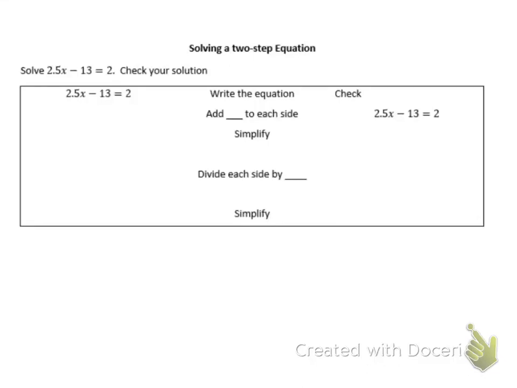All right, today we're going to talk about solving two-step equations. These are relatively simple. So as we look at this one, we got 2.5x minus 13 equals 2. As I begin solving it, first thing I'm going to do is write in that equation. I'm now going to be looking at what things are happening to the x.